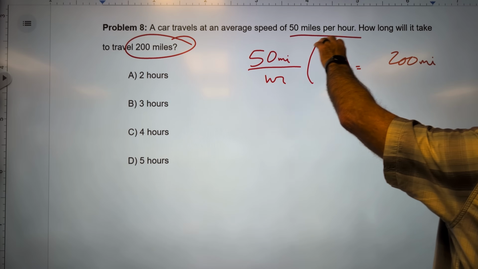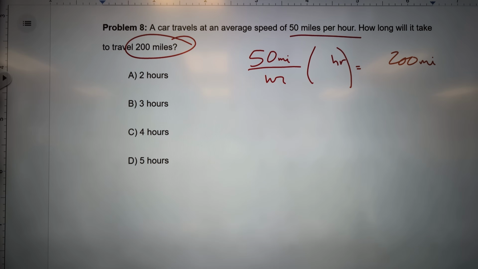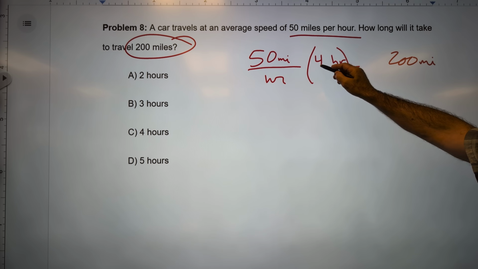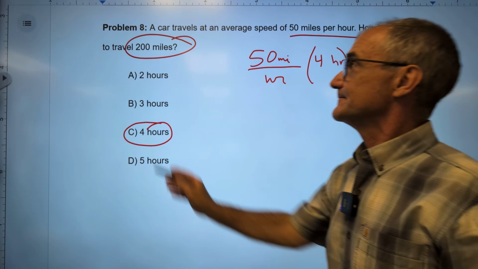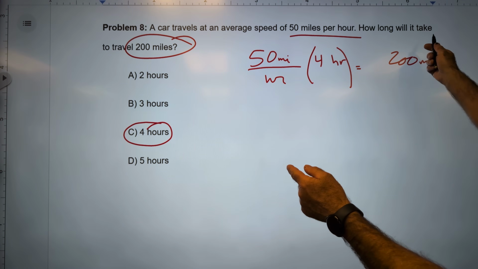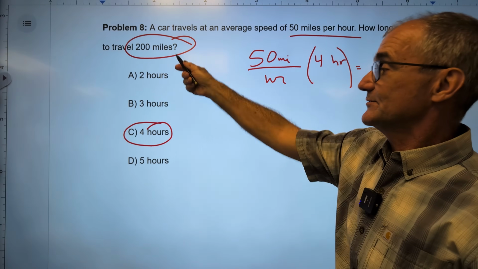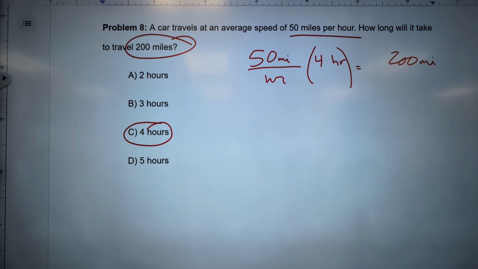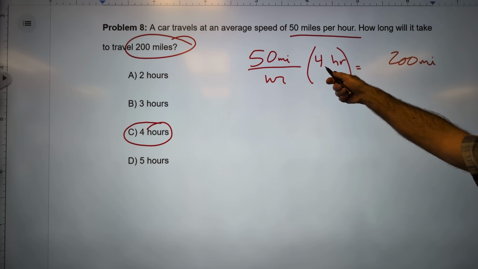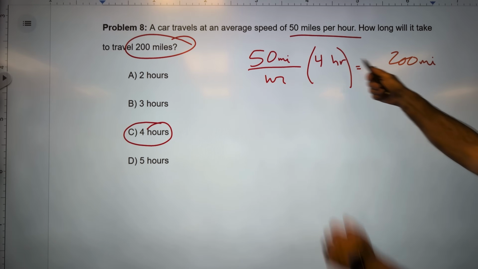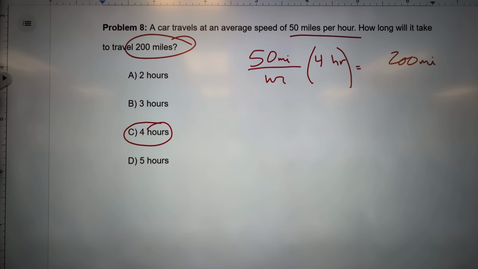So 50 times what equals 200? I can see that's 4. Correct answer, answer C. Let me double check that. How long will it take to travel 200 miles? I'm expecting a lot more. So 4 hours. This is what I was solving for, so I could have divided both sides by 50 to get that same 4.